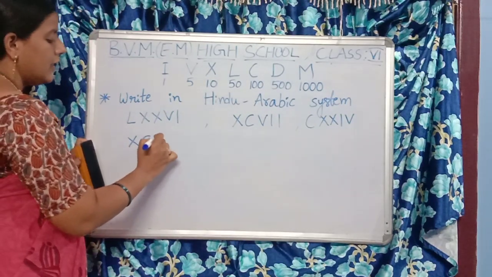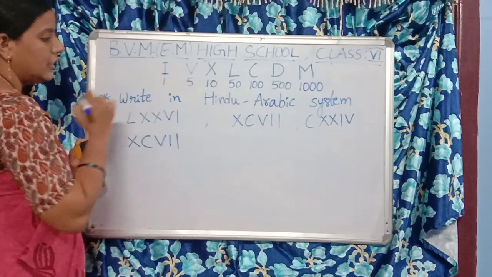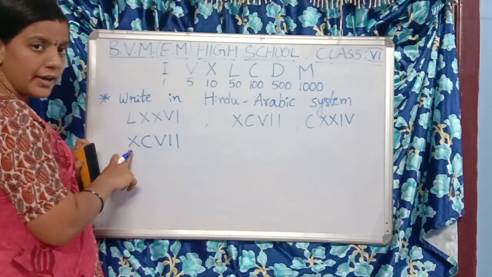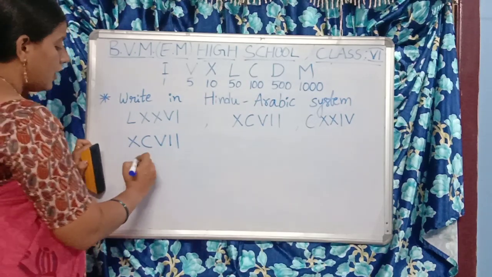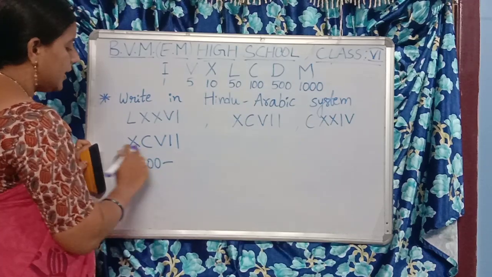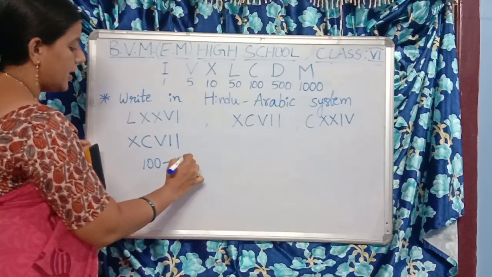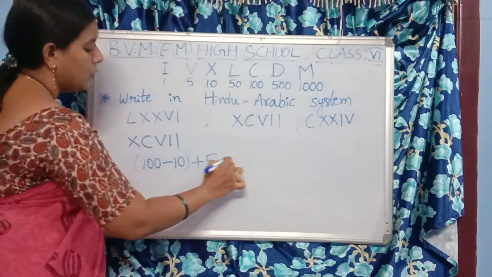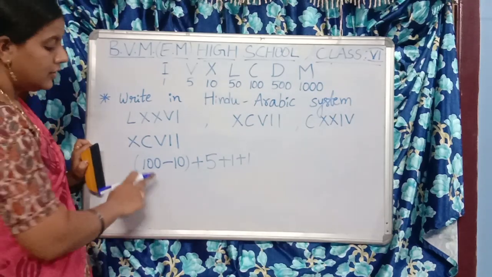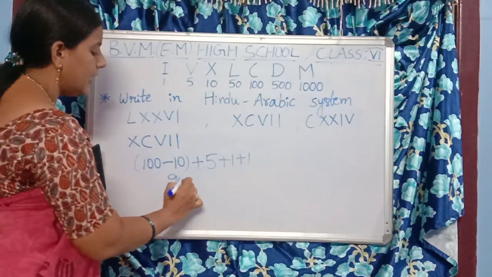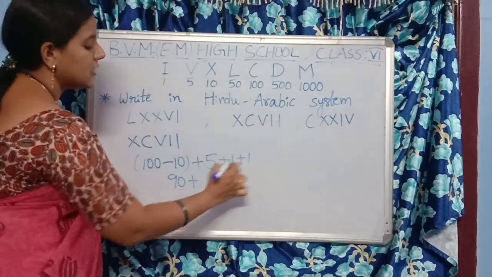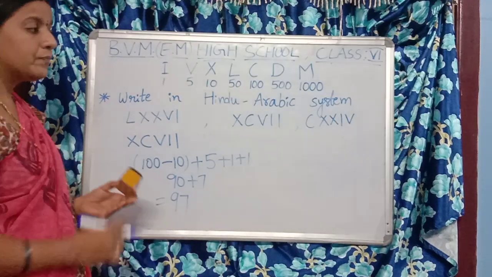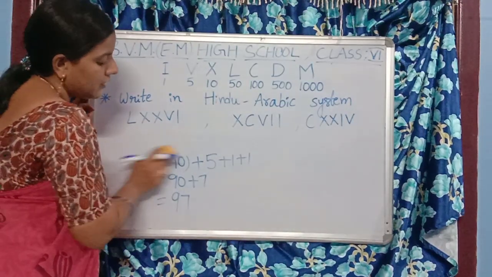XCVII. XC: this is greater compared to X. Yes or no? So 100 minus X means 10, plus V means 5, plus 1 plus 1. 100 minus 10, 90, plus 5, 95, plus 1, 96, plus 1, 97. What is this? 97. Okay.